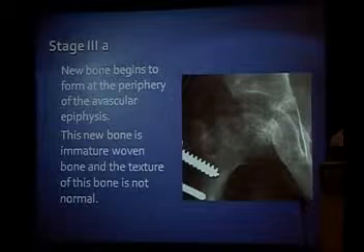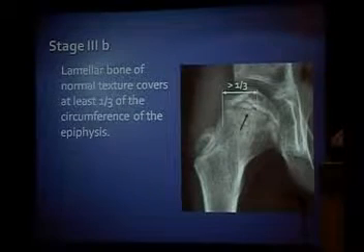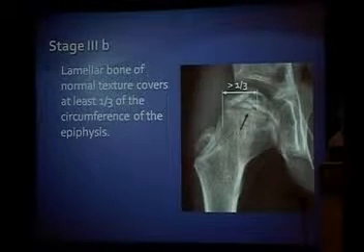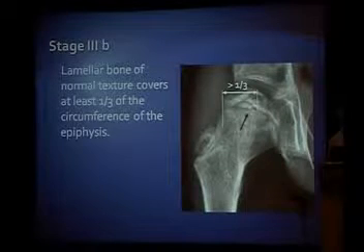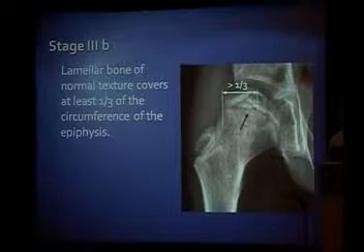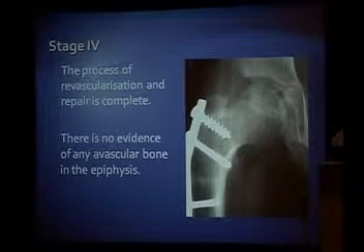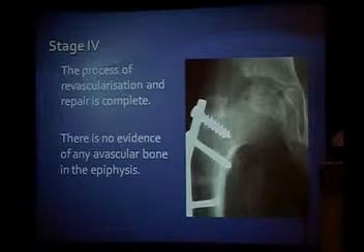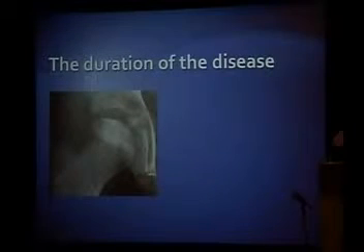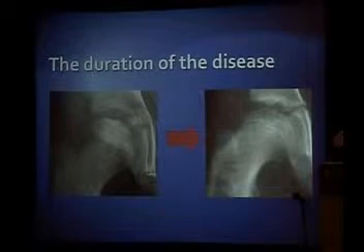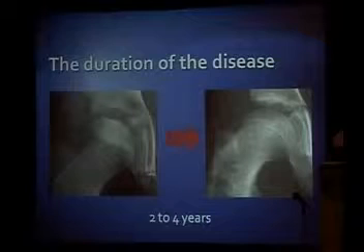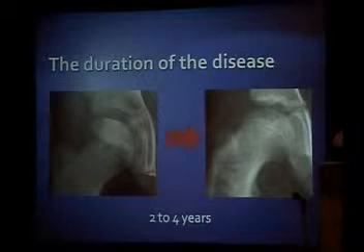This new bone starts from the periphery of the epiphysis. Now you can see that's replaced by lamellar bone. The texture here is the same as texture there, and is covered at least 1/3 of the circumference of the femoral epiphysis. And stage 4, there's no avascular bone left behind. Okay? This duration to pass from stage 1 to healing is anywhere between 2 to 4 years.